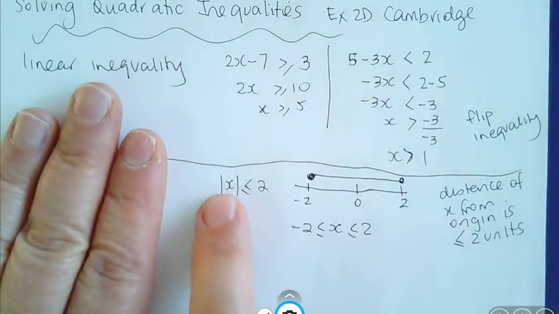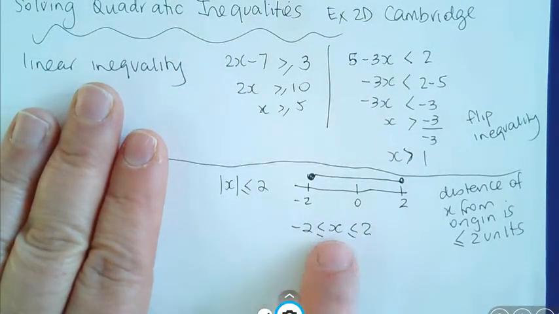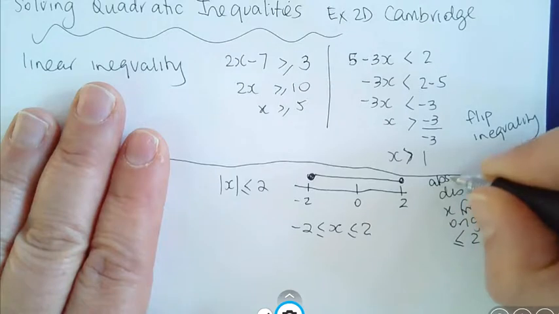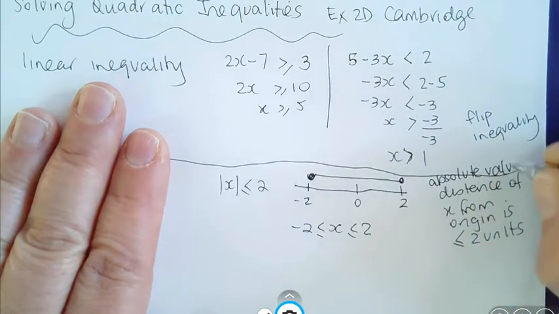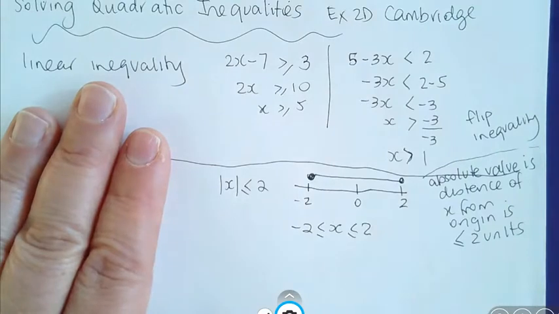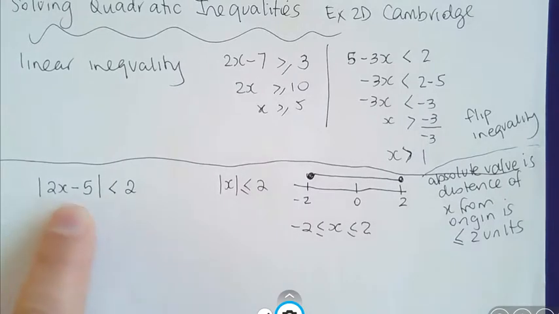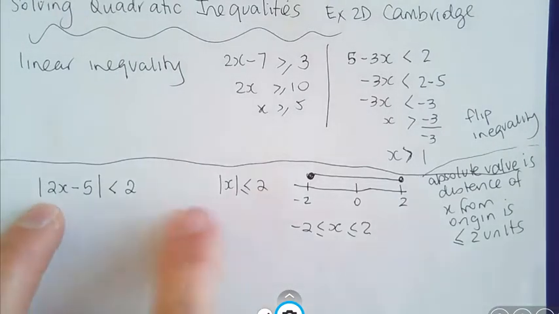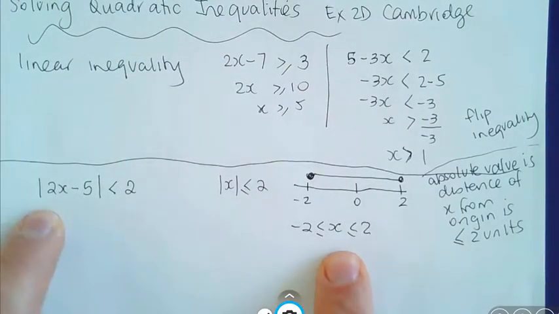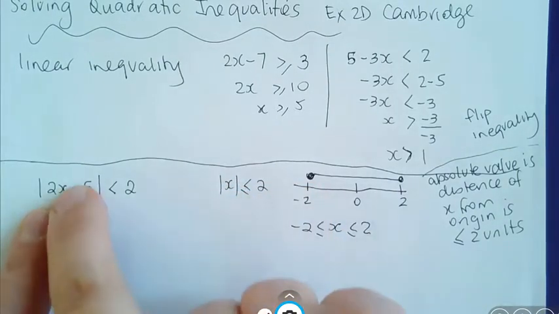So if I just had that, my inequality statement is x lies between negative 2 and 2, because absolute value is interpreted as the distance of x from the origin. Whenever you see it, that's how you say it. So this means that the distance of 2x minus 5 from the origin is less than 2. See how I've put my x in here? What am I going to do for this one? Now I don't have an x less than or equal to 2. I've got this is less than 2.